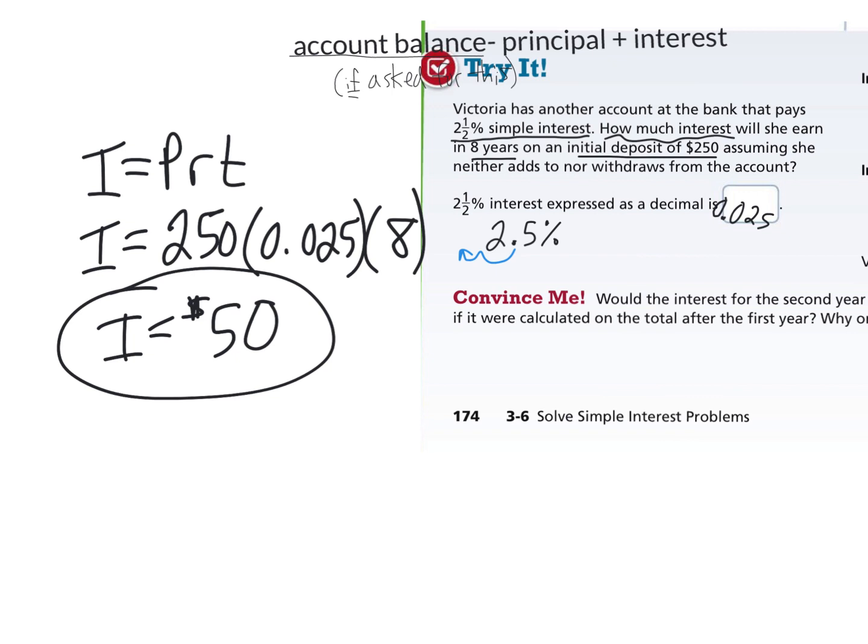So this problem didn't ask for it, but if you were asked what the account balance is, it's not actually happening here, but if you were asked the account balance, you would take 250 plus 50, which would be $300. So with the interest added on, you would now have $300.